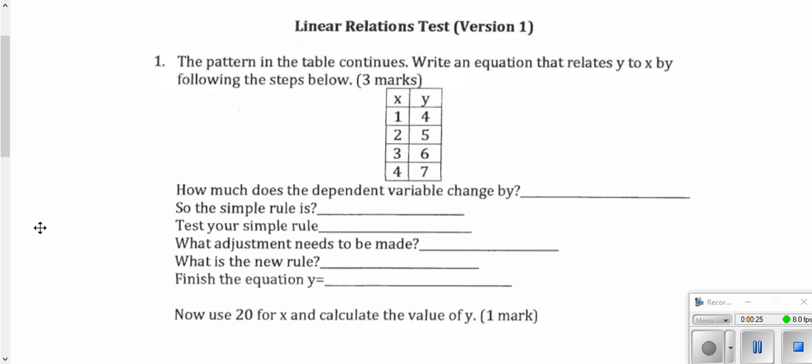So what we're going to do is, step by step, go through this practice test, and you can follow along. If you have any questions, just text back or chat back through Teams, to point out any mistakes I've made. Okay? Now, in this first part, it's a T-chart, and it says, the pattern in the table continues. Write an equation that relates y to x by following the 3 steps. So we basically want to know how this one and this one relate to each other.